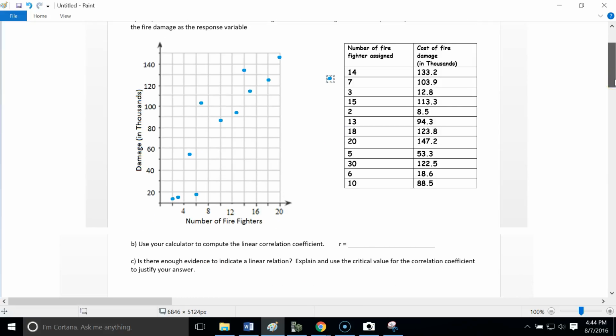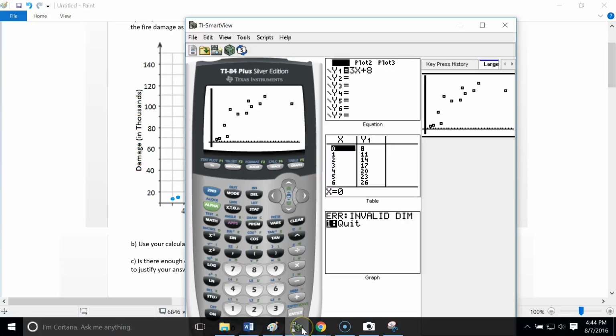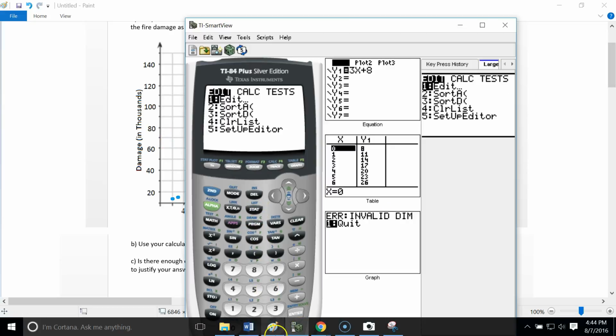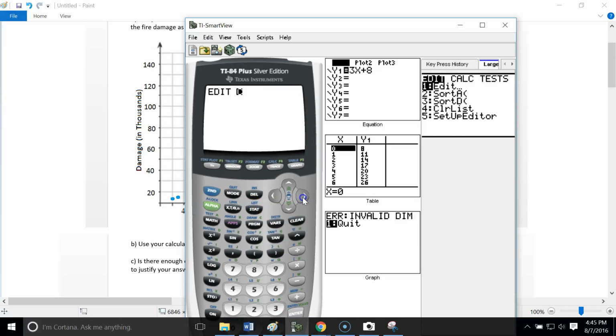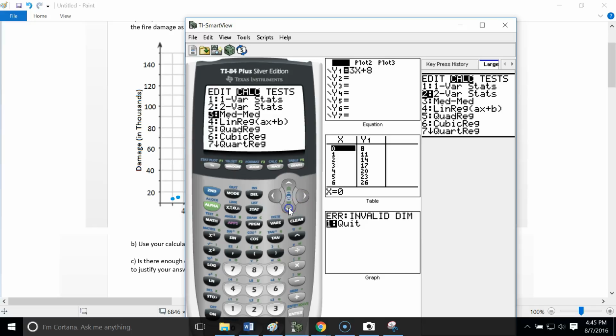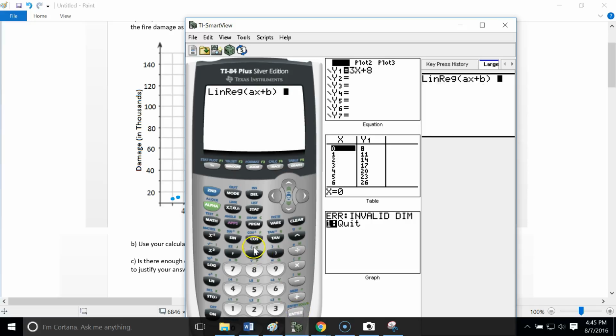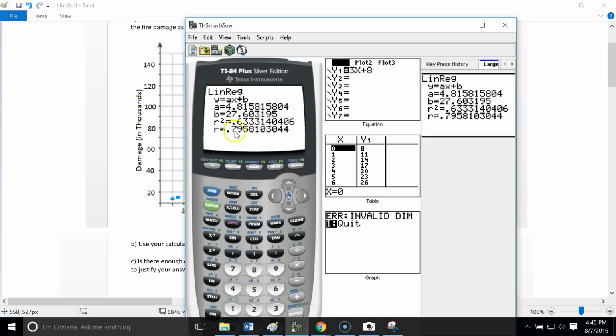Okay, part B says use your calculator to compute the linear correlation coefficient value of R. Let's go to our calculator. We already put all our values onto list 1 and list 2. So all we have to do is hit stat, calculate, and then the fourth option down here says linear regression ax plus b. Select that. Tell it where the x and y coordinates are. So list 1, second shift list 2, close parentheses, enter, and there it is. So here's the value of R, 0.7958. That's all we have to do.